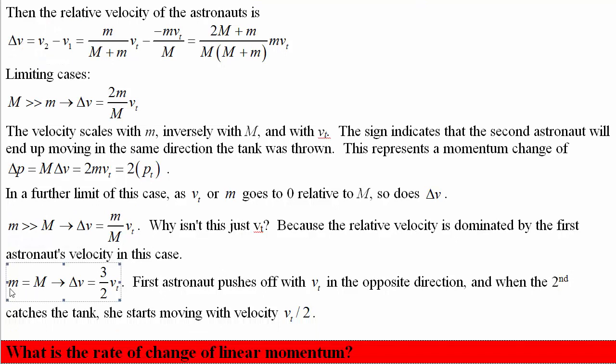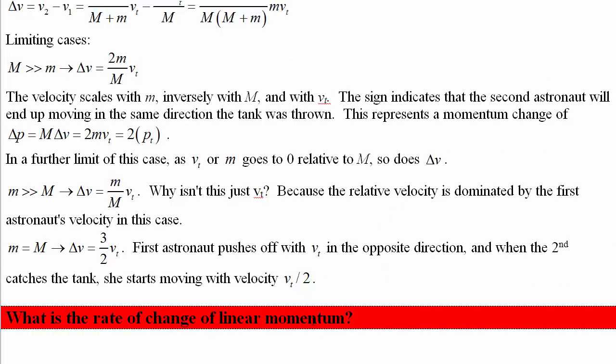And the final situation is where the astronaut mass is the same as the mass of the tank. Now, this equation says that we've got 3/2 VT. This one you can picture as well. The first astronaut pushes off with VT in the opposite direction, and the second catches the tank. Then she starts moving with velocity VT over 2.